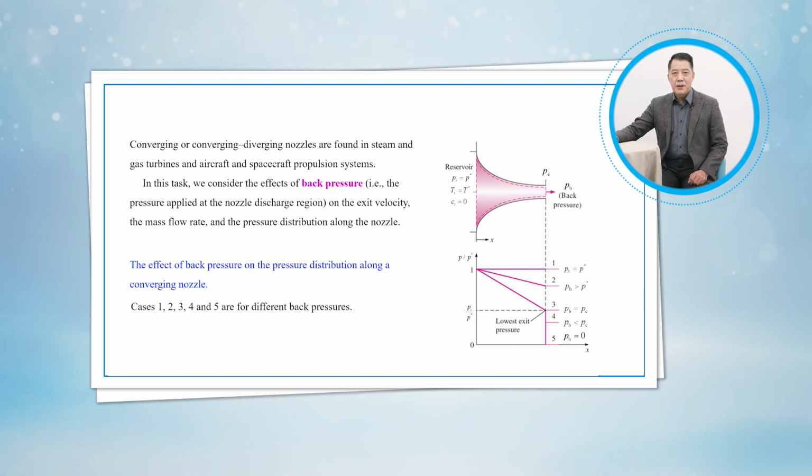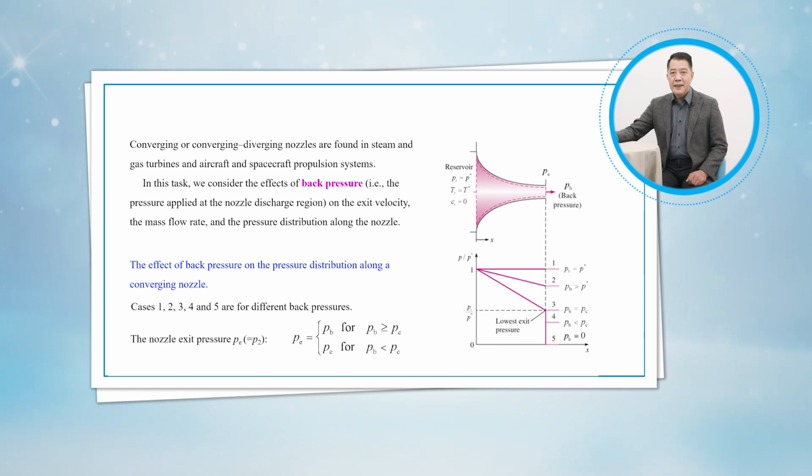When the back pressure is reduced to P3, the mass flow reaches a maximum value and the flow is said to be choked. Further reduction of the back pressure to level P4 or below does not result in additional changes in the pressure distribution or anything else along the nozzle length.